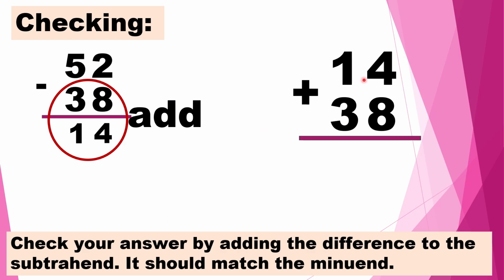Okay, 4 plus 8 equals 12. We write 2 and then carry over 1. Next, we're going to add 1 plus 1 plus 3. The answer is 5. Okay, the answer matches the minuend, which means it is correct.